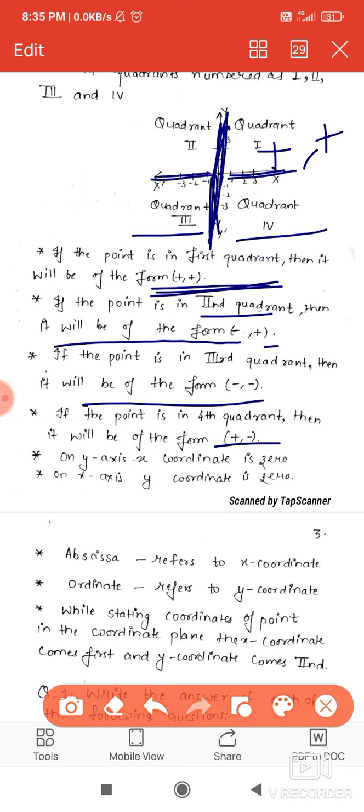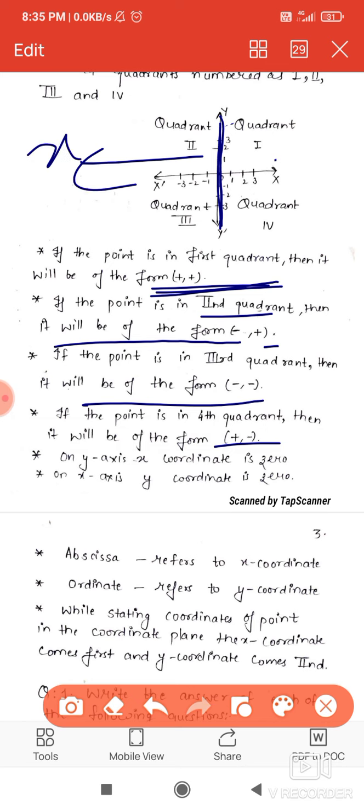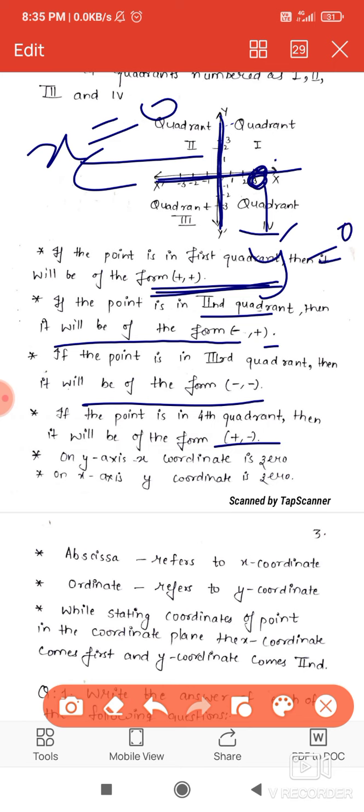On the y-axis, the x coordinate is 0. As we do not have any value of x on this axis, on the y-axis x is equal to 0 all the time, and on the x-axis y is equal to 0. What it means is, if we have any point on this axis, then that point will have 0 value of y.